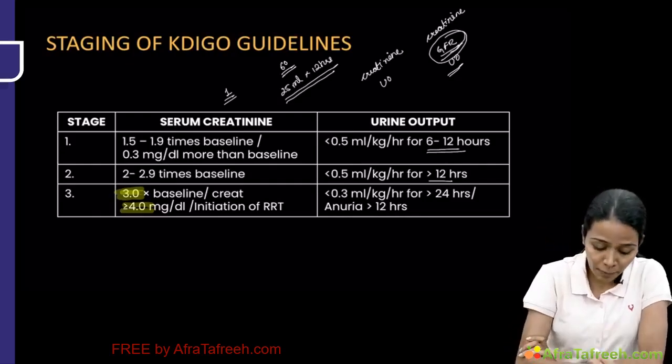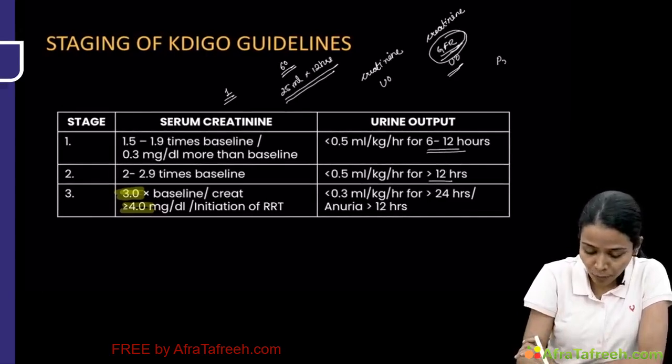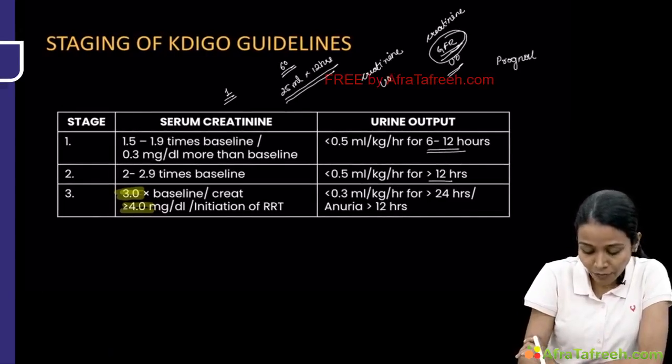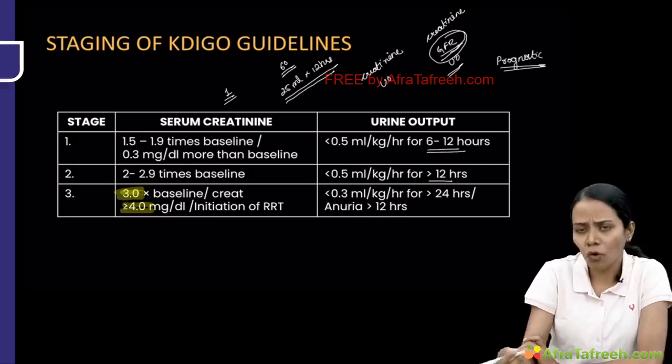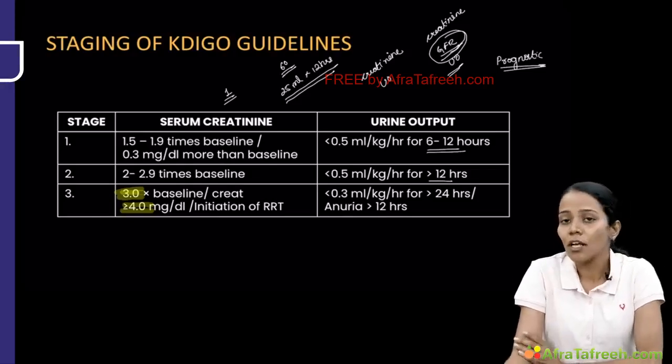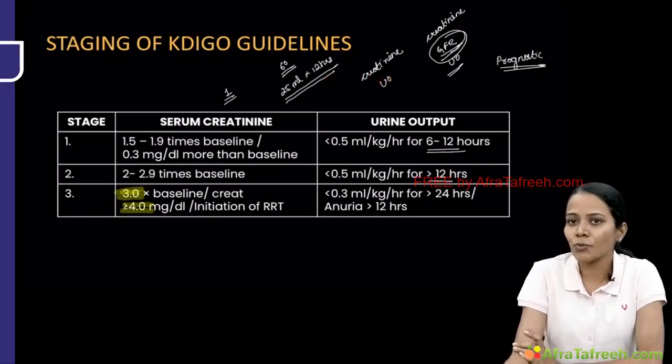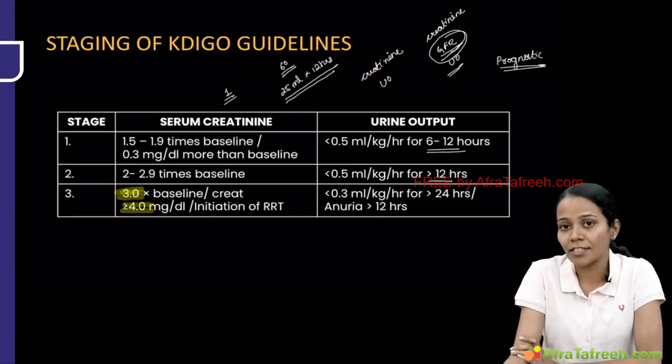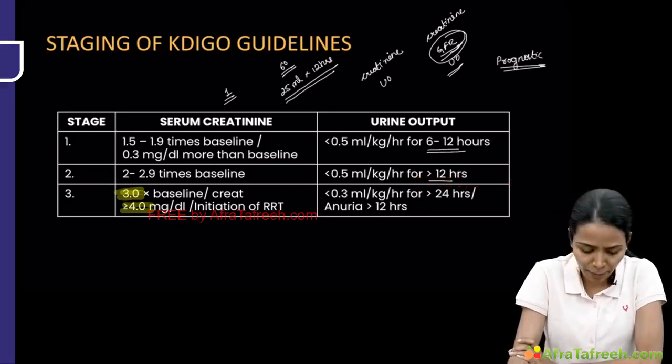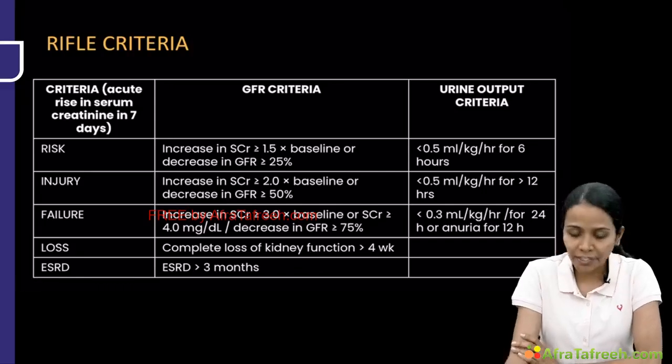Now, what is the implication of this staging is, it has prognostic value. That is, patient with stage 3 creatinine will almost go into dialysis. So mostly these patients end up with dialysis. Stage 1 and stage 2 is the initial stage where you can try to reduce the damage, okay, by doing some preventive methods. Now next, coming to the Rifle criteria.